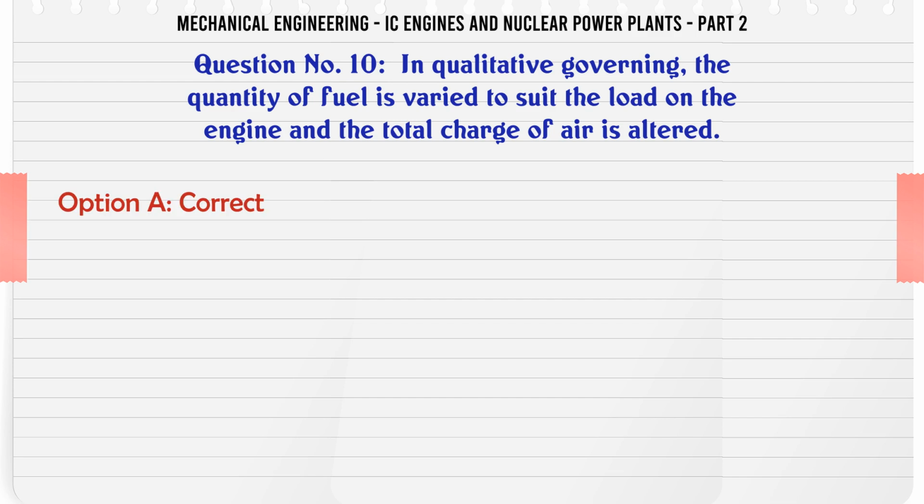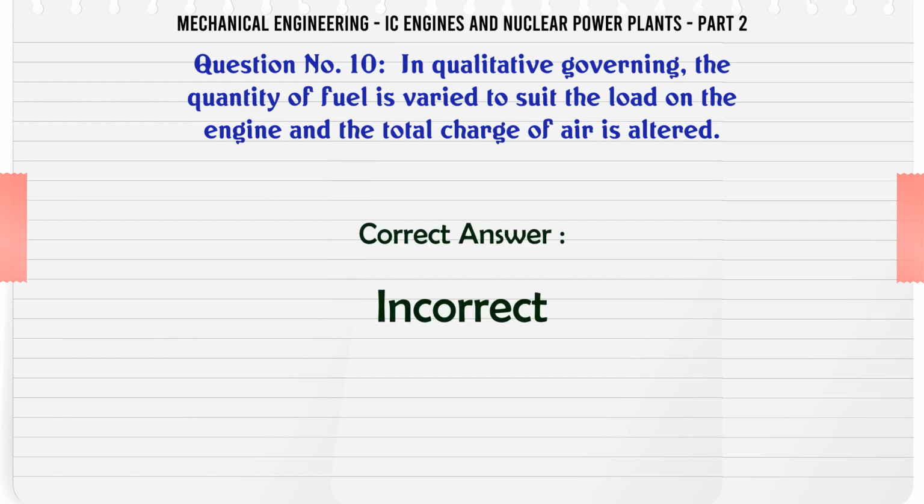In qualitative governing, the quantity of fuel is varied to suit the load on the engine and the total charge of air is altered. A. Correct. B. Incorrect. The correct answer is incorrect.